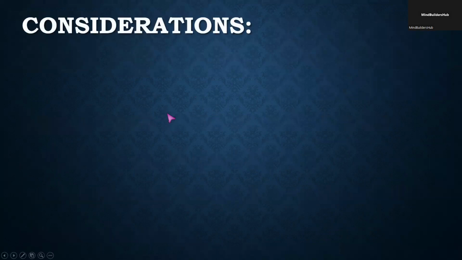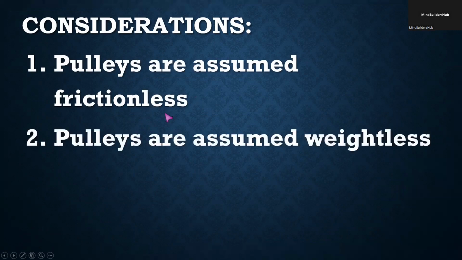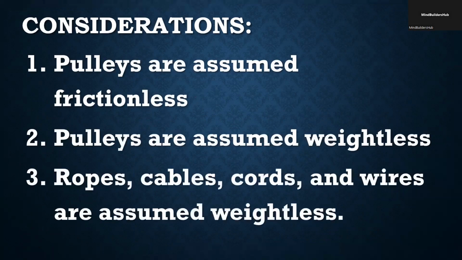You also need to consider the following. Number one, pulleys are assumed frictionless. Number two, pulleys are assumed weightless. And number three, ropes, cables, cords, and wires are assumed weightless.